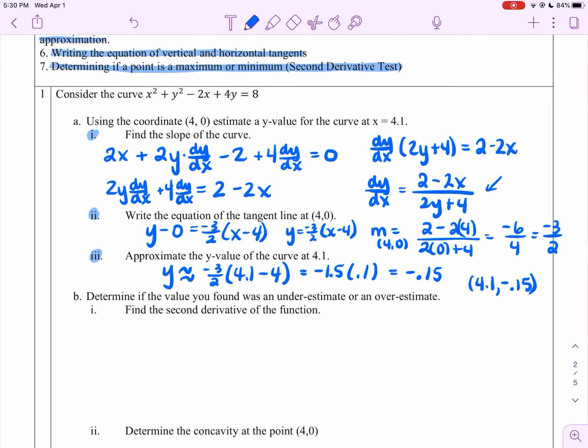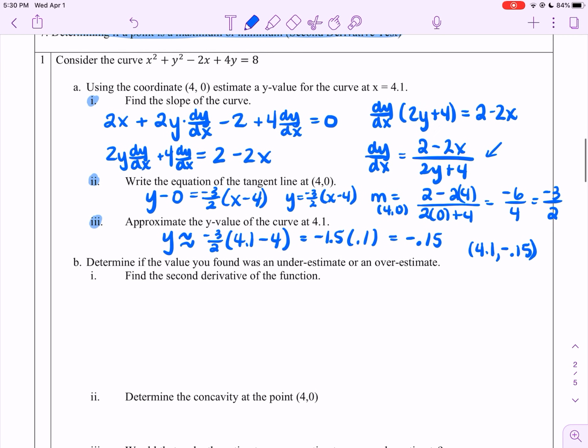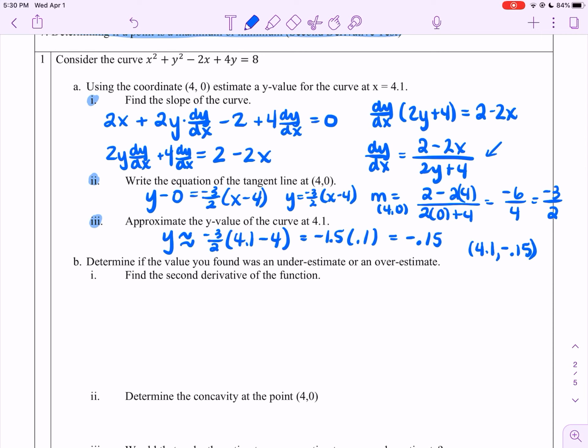The second question is asking you to take the equation of the tangent line that you wrote and determine if the value that you found was an overestimate or an underestimate. If you want to determine if something is an overestimate or an underestimate, the first thing that we need to do is to find the second derivative of the function. Note with the first derivative being given by 2 minus 2x over 2y plus 4, we can use that to find our second derivative.